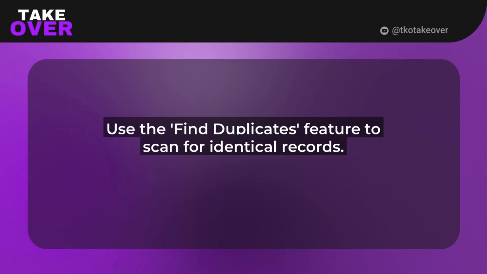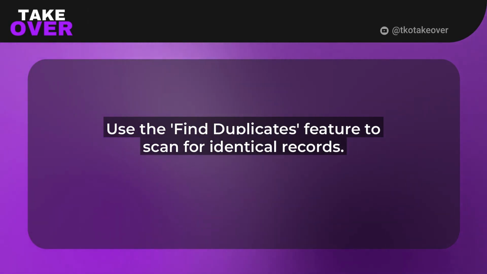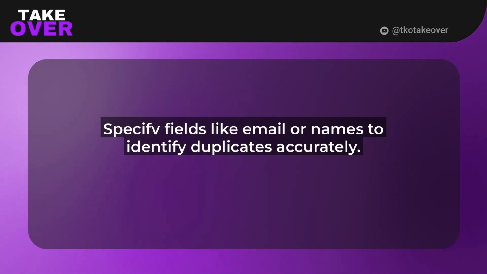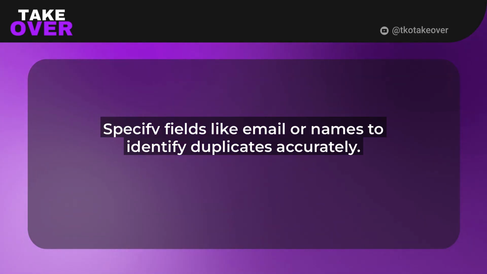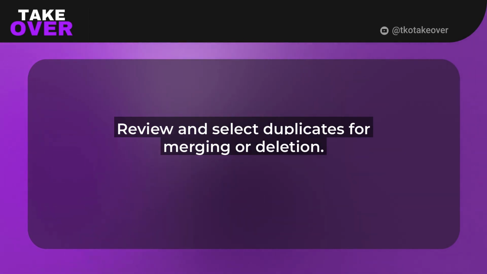To get started, open your Airtable account and navigate to the base where your data lives. Make sure you're in the grid view for the best experience. Step 1. Head to the Views menu and select Find Duplicates. This smart tool will automatically scan your table for any identical or similar records based on the fields you specify. For example, if you have a contacts table, you might want to check for duplicates in email addresses or names. Once the scan is complete, Airtable will highlight the potential duplicates in a handy list.